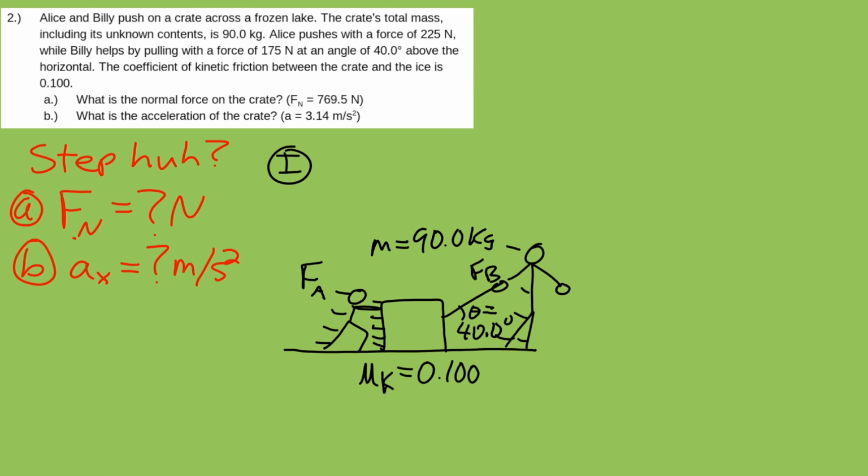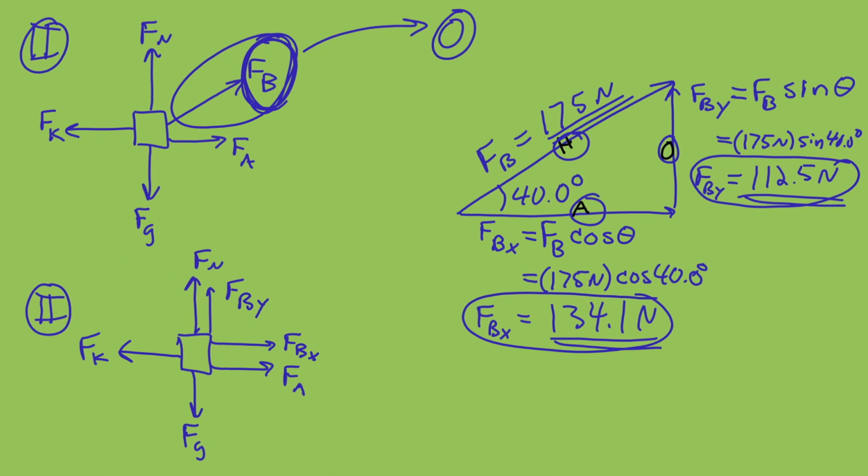So yeah, again, this is Alice and Billy pushing the crate across the lake. We've already done step 1, the sketch. We've done step 2, our free body diagram, but we found out we had an ugly vector. So to that ugly vector we had to do a step 0, find the pretty components of the ugly vector. Then we went back, we did step 2 again, and now we have a free body diagram that only has the pretty components. So we're ready to move on to step 3. So let me move that out of the way.